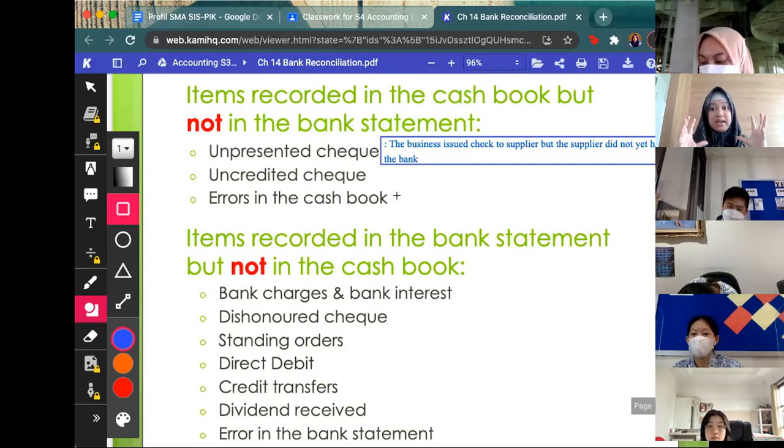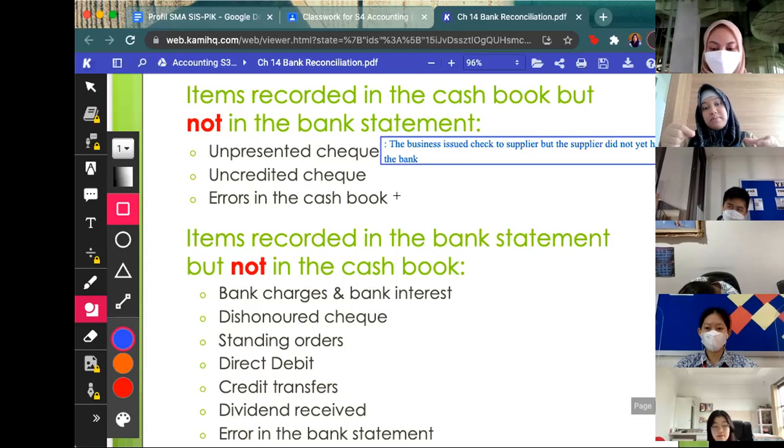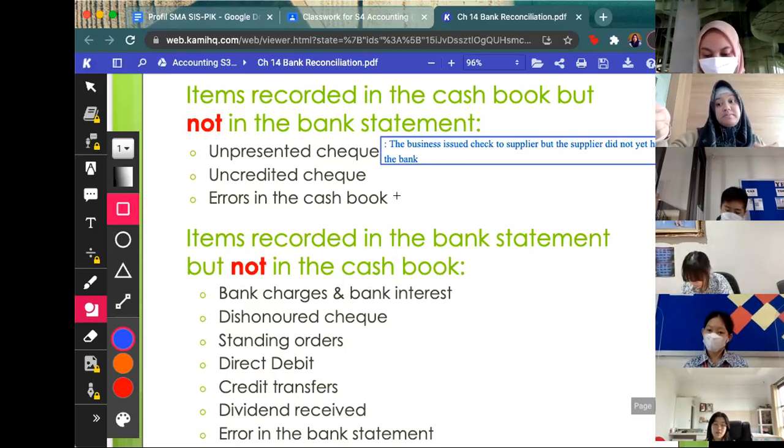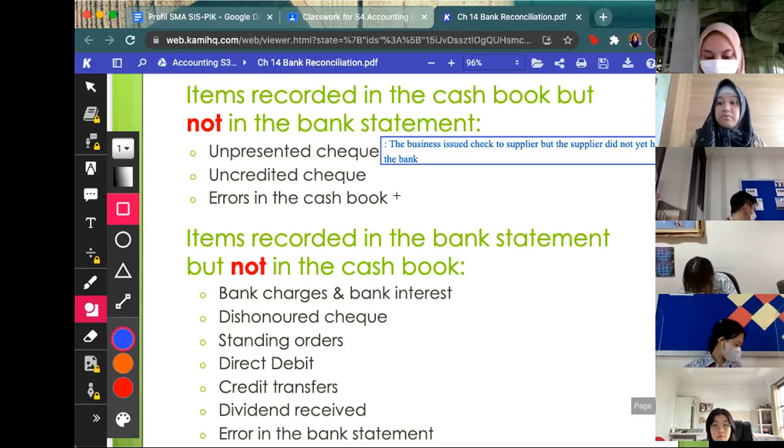Imagine that you are the business again. You wrote a check for an amount of money to pay the supplier, and then you paid that to the supplier. So you will record in the cash book that your bank account will be decreased because you just issued the check. But the supplier did not have time to hand it in to the bank. Maybe he handed in the check a week after you gave it, and meanwhile it has already changed months.